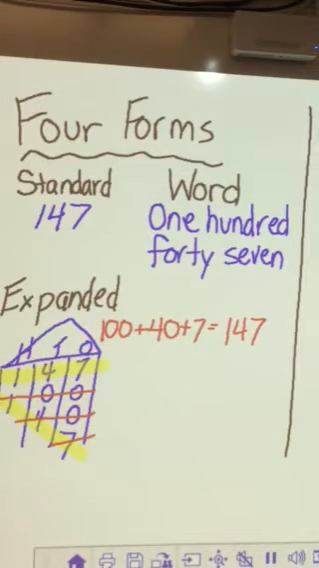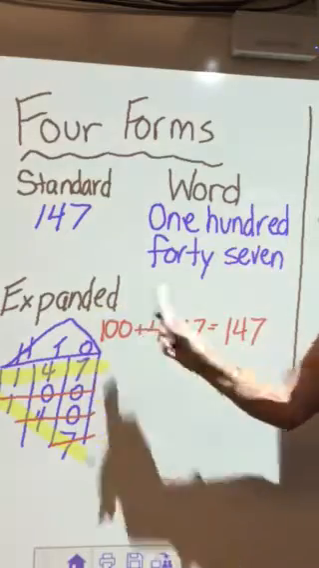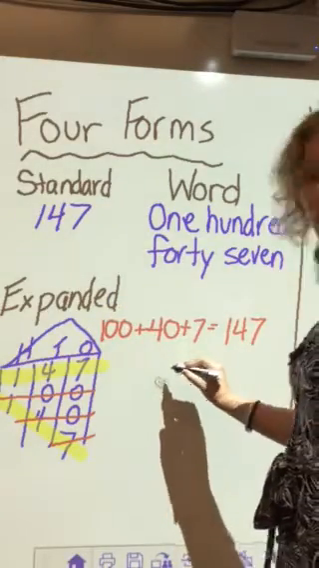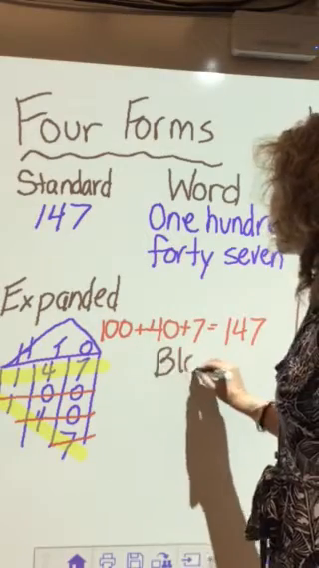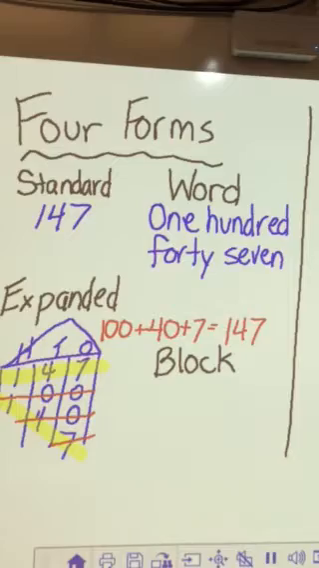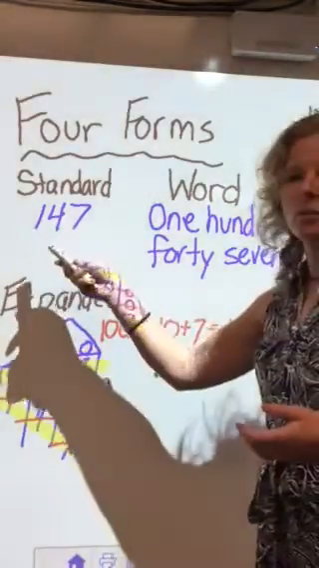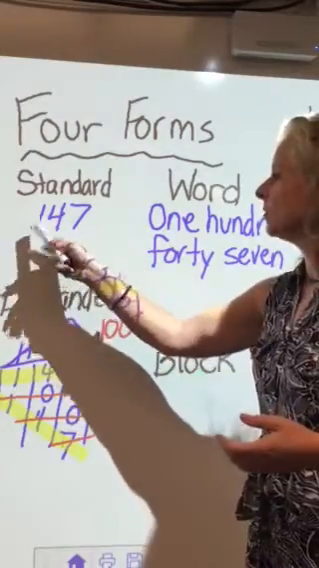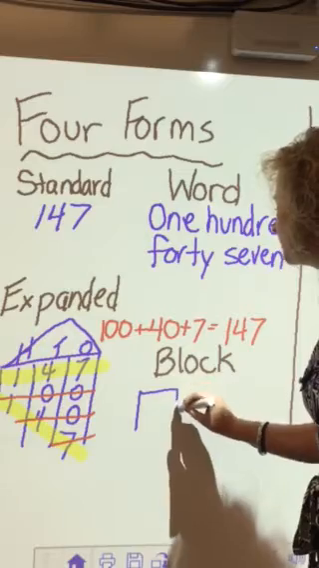The last form we have, standard form, word form, expanded form, and lastly, I think you did this one in the primary pretty much, block form. I like this, you get to draw a little bit. So I just go back to looking at my standard form number and I say, hey, what digit is in the hundreds place? Ones, tens, hundreds. My 1 is in the hundreds place.